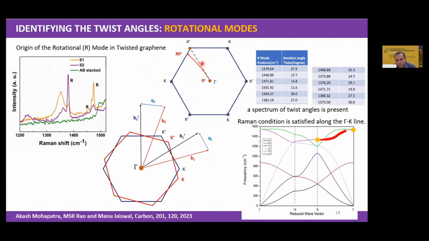And from the position of the Raman mode, one can infer the twist angle, as can be seen here. A variety of twist angles can be seen. The entire gamma K line can be probed, and twist angles from 10 degrees all the way to the highest possible 30 degrees can be achieved.